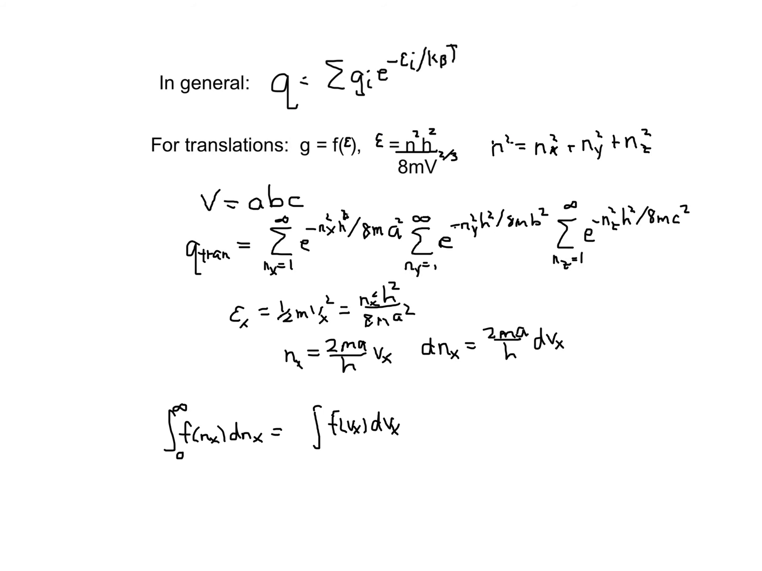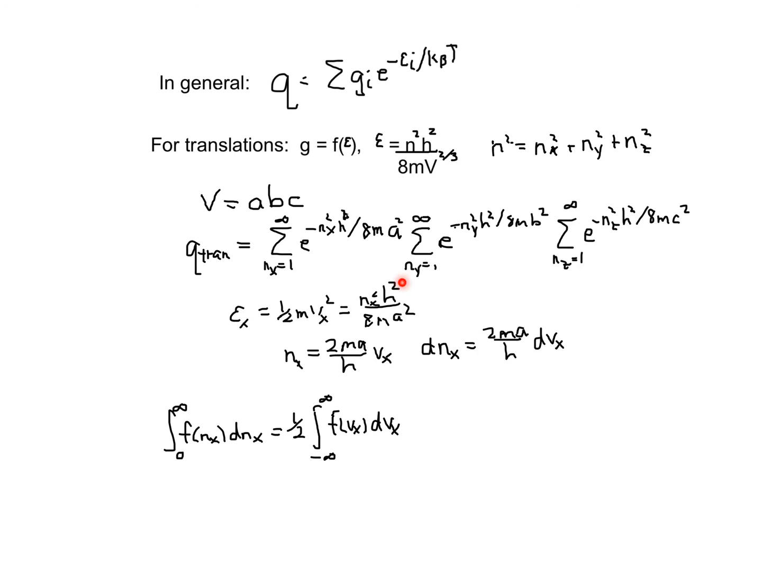Because velocity is a vector, and the particles can go either in the positive or negative x direction, the limits should be minus infinity to infinity. However, when nx is equal to 0, vx is equal to 0. So this will give us twice the area of the integral over dnx. So we must multiply by 1/2 to get the proper relationship.